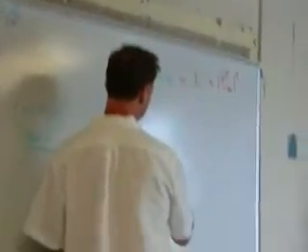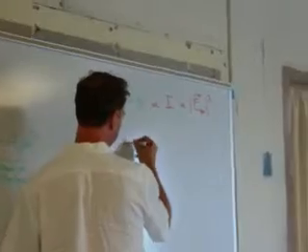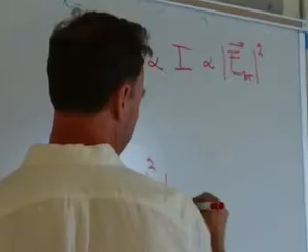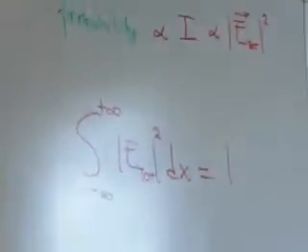Now, if I add up probabilities, if I look at the probability from minus infinity to plus infinity, what is the probability going to add up to? 1. It has to add up to 1, right? It's got to be somewhere in that field. So how about this? The integral from x equals minus infinity to plus infinity of the total electric field squared dx has to equal 1.